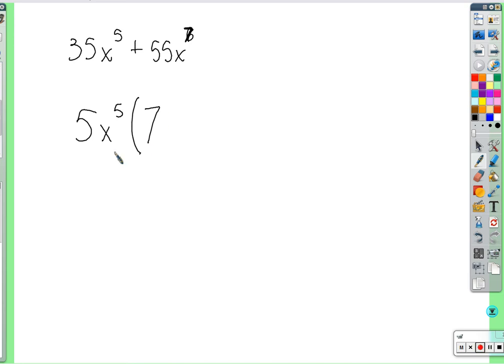Times seven. Five x to the fifth times seven is 35 x to the fifth, plus 11 x to the fifth, second. 5 times 11 is 55, x to the 5th times x squared, add them up, x to the 7th. I don't get it.